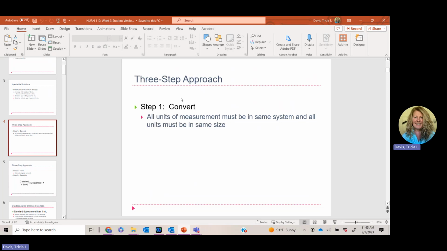So we want to make sure that when we look at that doctor's order, the medication that's ordered and the medication that we have on hand are all in the same system, right? So if the doctor's order says administer 750 micrograms of azithromycin, but what we have on hand is 700 or 7 grams for an example, we would have to convert and make sure that we put both of our medications in the same system. So both micrograms or both grams, whichever way we decided to convert. So we want to make sure that we're in the same unit of measurement first.